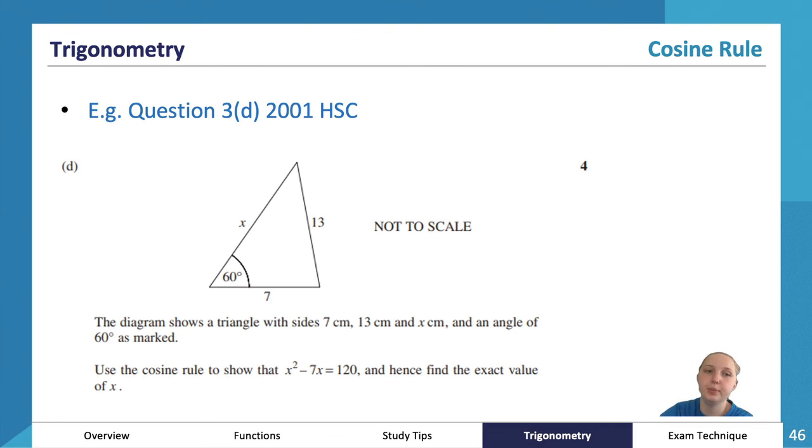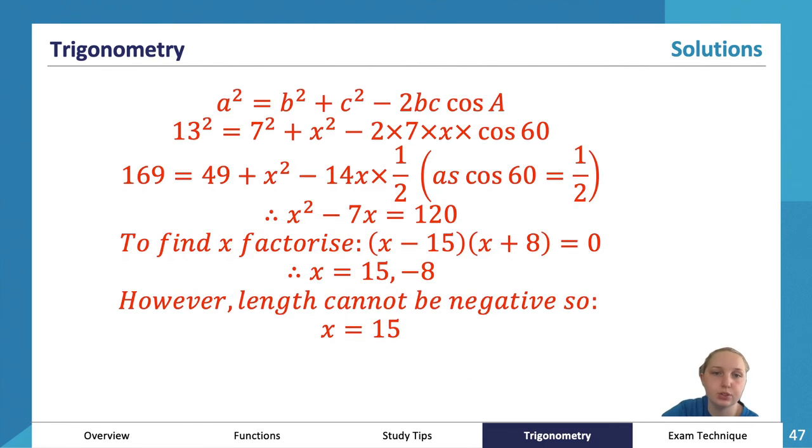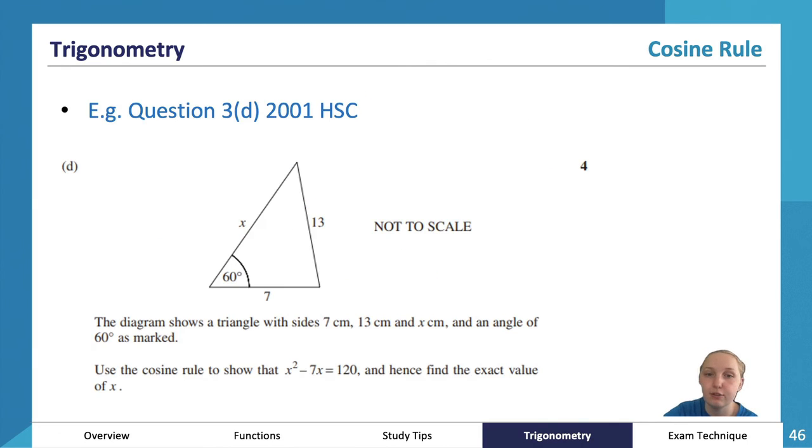Right, so we might have a look at this question. With this, our cos rule, a squared equals b squared plus c squared minus 2 times b times c times the cos of A. First thing we want to do is just substitute in everything that we know. So we've got 13 squared equals 7 squared plus x squared minus 2 times 7 times x times the cos of 60. First thing to recognize here is that x is not the side associated with your angle.